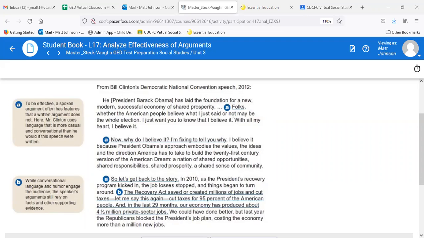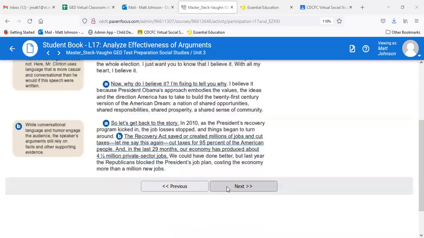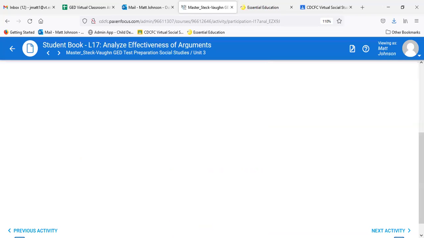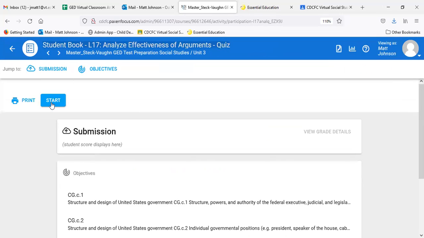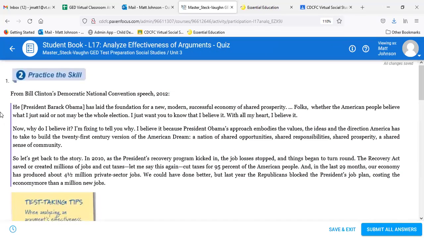So we've identified the argument that he is supporting, obviously, President Obama, that he believes he is fixing the economy. That's the main argument, and here's why. And there's some evidence there. So everything is laid out there. All right, so let's switch over to the quiz. Another short quiz. We got one multiple choice, and then we're going to have some writing here.